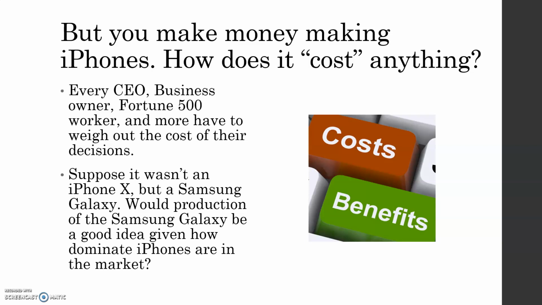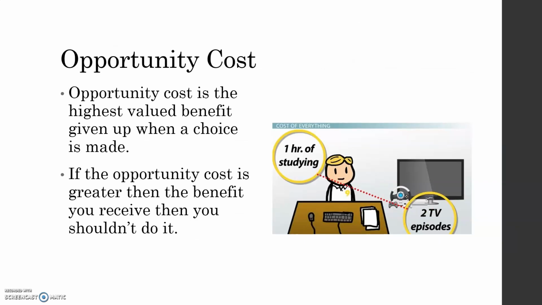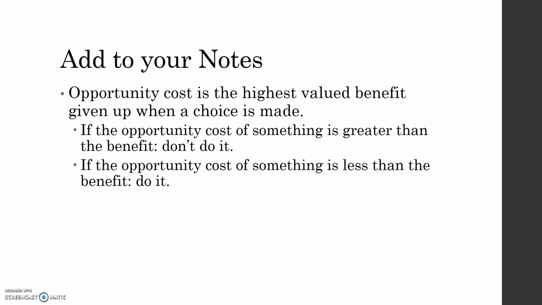And business owners, producers have to weigh all that out because it's opportunity costs. It's what you give up when you make an economic decision. You decide to do 1 hour of studying, you gave up 2 TV episodes. If that's a better choice, then it's a great decision. If it's the other way around, it's probably a bad decision. There are your notes for opportunity costs.